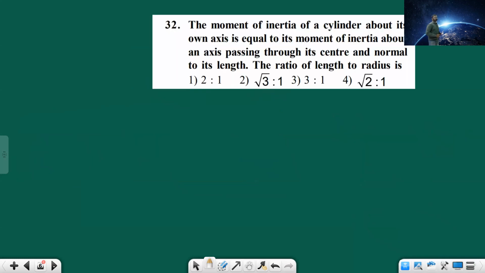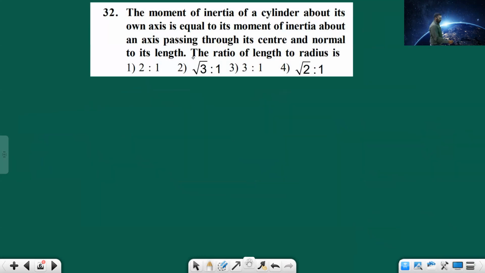Let's check one more question. Serious question, little different. The moment of inertia of a cylinder about its own axis is equal to? So here my doubt is they didn't mention hollow cylinder or solid cylinder. What should I take? Can anybody help me? In the question, moment of inertia of cylinder about its own axis they told, but they didn't mention solid or hollow. What should I take now? Can anybody help me? Yes.